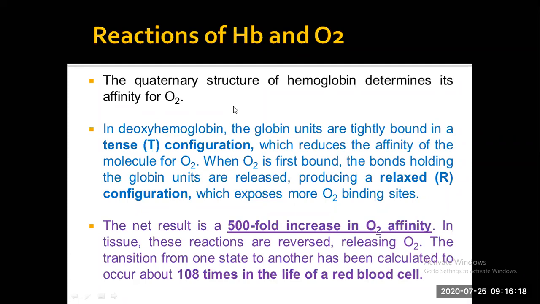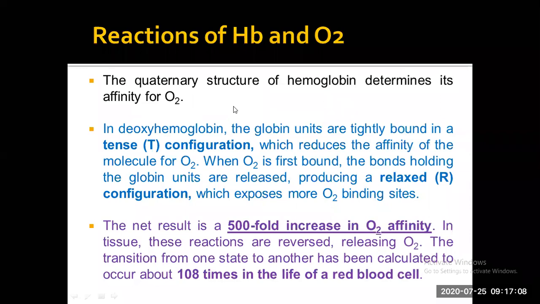This is happening in your body all the time, and hemoglobin carries four molecules of oxygen. Each hemoglobin can carry four molecules of oxygen to your tissue. First, the deoxyhemoglobin was in a tense configuration. When the first oxygen binds, it transforms into the relaxed configuration. Whenever it produces the relaxed configuration, it exposes more oxygen binding sites, more pockets. So it will bind another three oxygen molecules. So a total of four oxygen molecules come into contact and it carries them to the tissues.